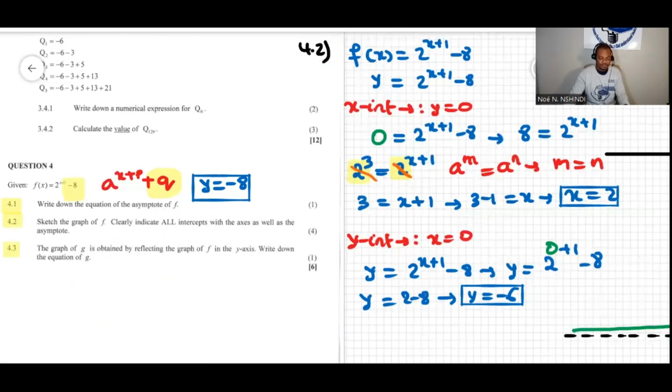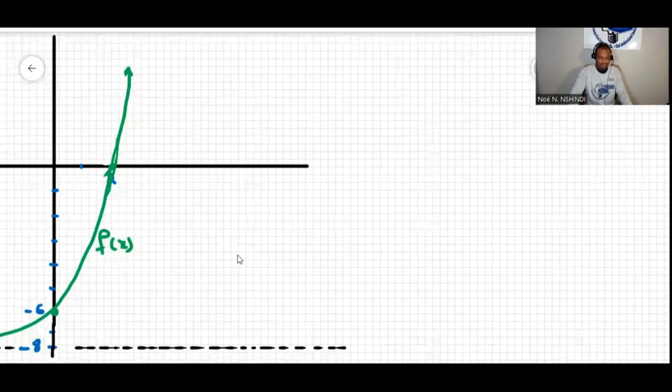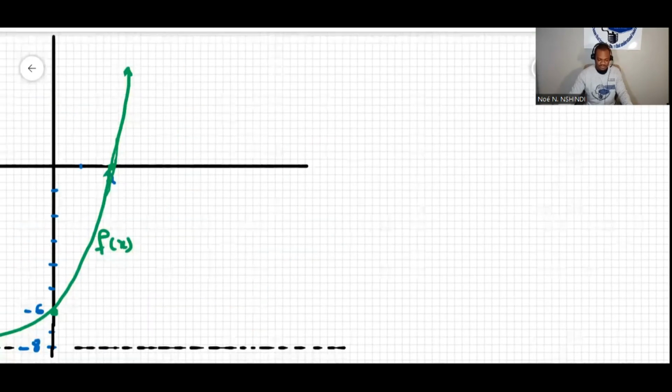Now we're going to do question 4.3, and the question says the graph of g is obtained by reflecting the graph of f in the y-axis. Write down the equation of g. Okay, the question says g is the reflection of f in the y-axis. Now I'm going to write the equation. Let me move my board this way. I think I need this space.